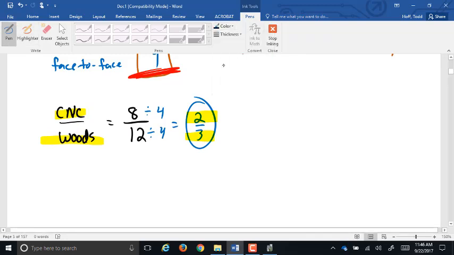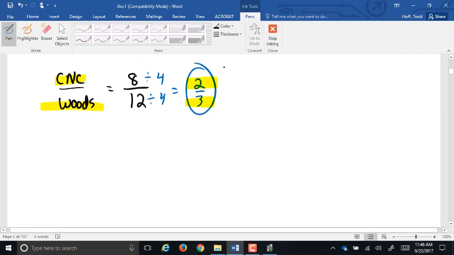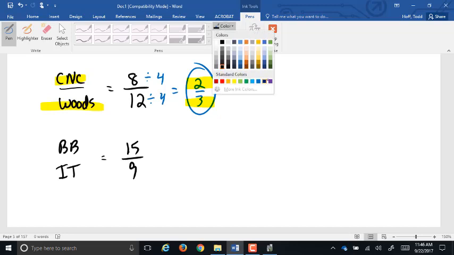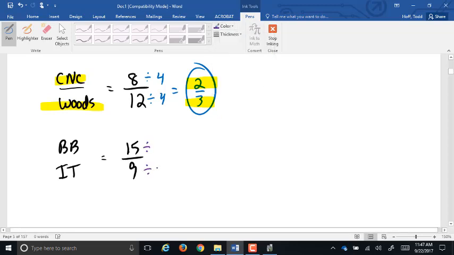Now, there are things a little bit different about ratios than fractions, some things we can't do. Let's look at a different class I have. I've got broadband students combined with IT students. And I have 9 broadband, let's do it the other way around. I'm just going to make up numbers here. I got 15 broadband to 9 IT. I can still reduce that. Both 15 and 9 can be divided by 3. Gives me 5 to 3. So I still can reduce it.